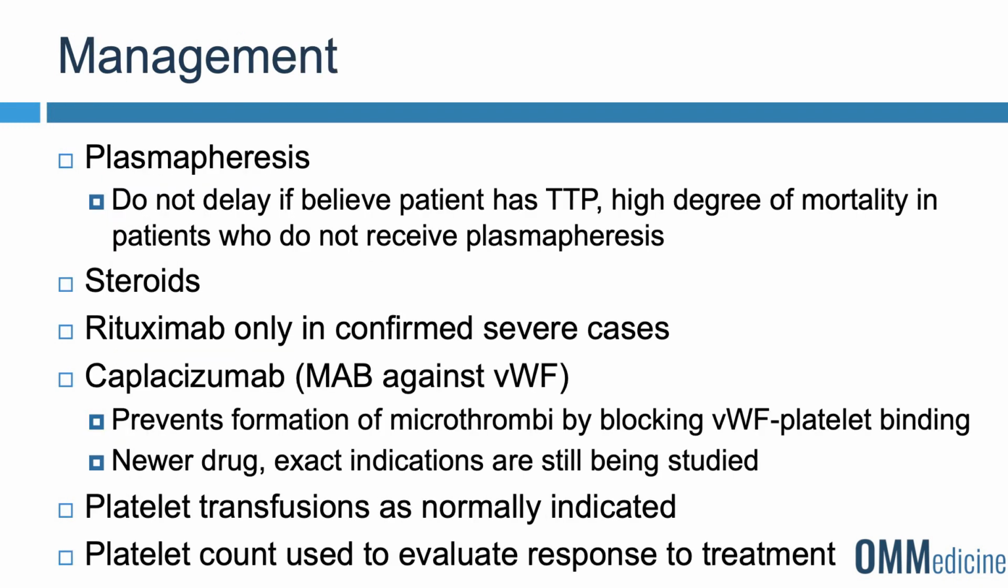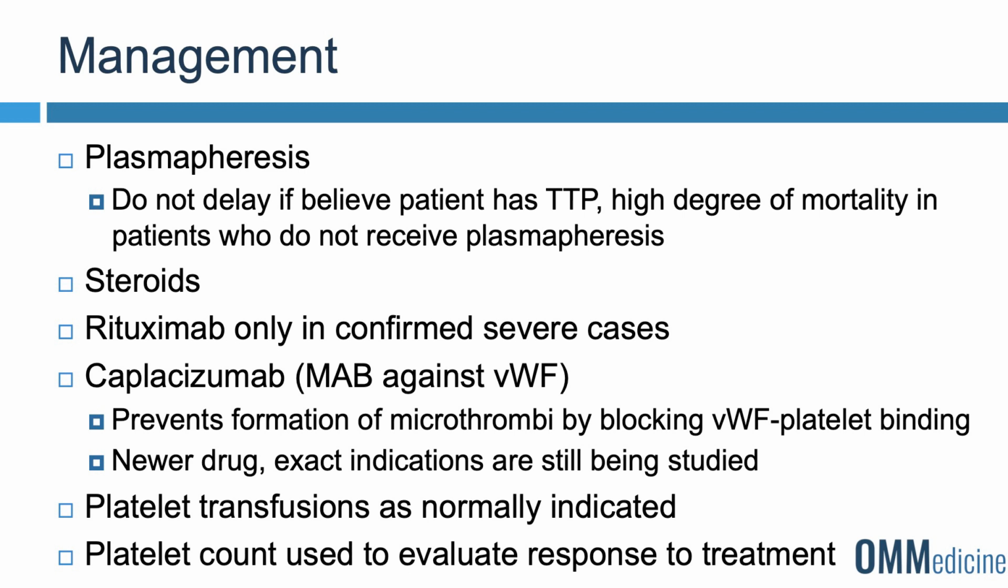Now let's talk about the management of TTP, and the major way that we will treat these patients is with plasmapheresis. And it's very important to note that if we have an unconfirmed diagnosis of TTP, but there is a high degree of clinical suspicion and the labs are consistent with TTP, then we should still treat these patients anyway, because if we don't, they become high risk for a lot of the complications which can be deadly.